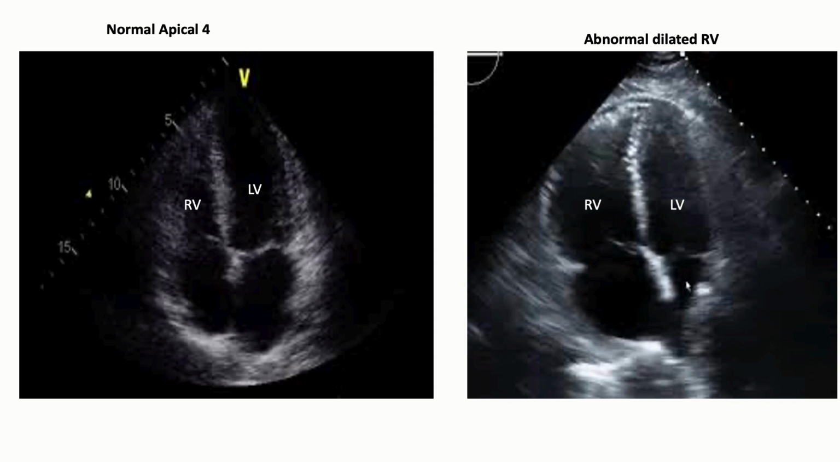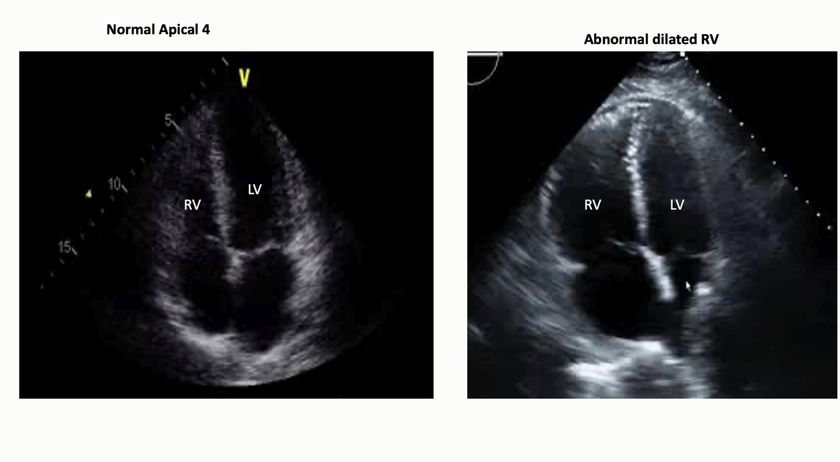So what we're looking for is the comparison of the size between the LV and the RV. In a normal heart, the LV is bigger and more muscular appearing than the RV. So the chamber size, or that black area between the lateral wall and the septum, should be bigger than the RV. In comparison to the image on the right side, which is an abnormal echocardiogram, again an apical 4-chamber view, we see that the probe's in the exact same orientation for the patient as you're obtaining the image, but you can see that the right ventricle now is actually bigger than the left ventricle, which is not normal.